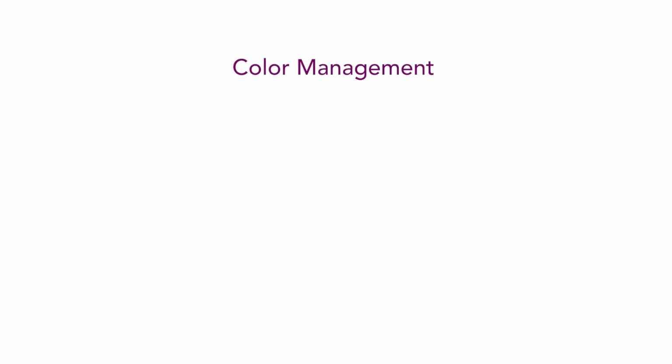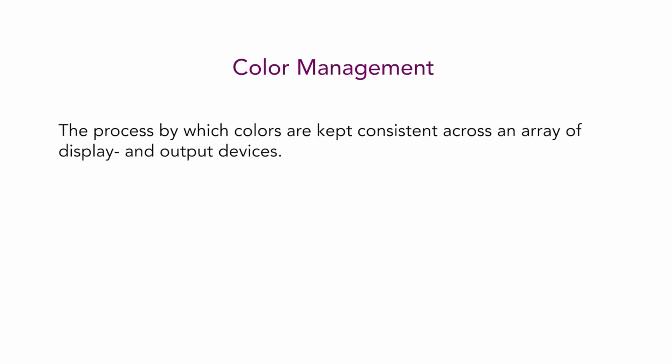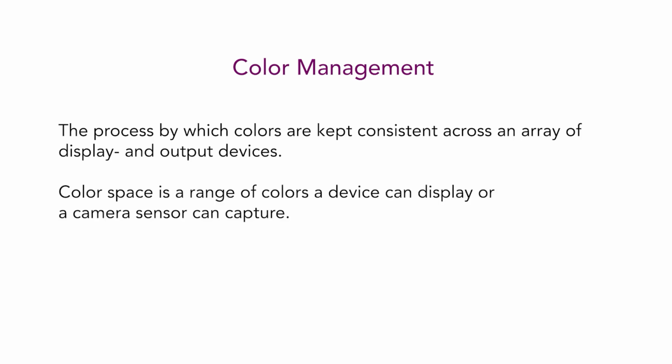So what is color management? Color management is the process by which colors are kept consistent across an array of display and output devices. For example, you can use color management to make sure your video looks consistent on the HD TV as well as a digital cinema projector. Color management uses various color spaces. A color space is a range of colors a device can display or a camera sensor can capture.